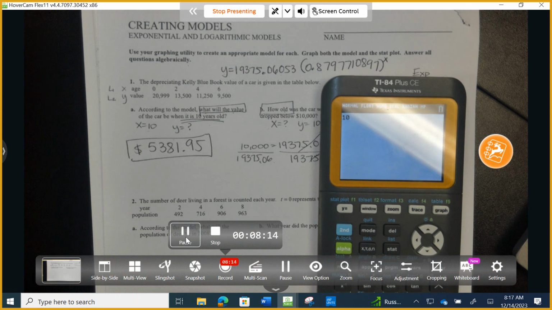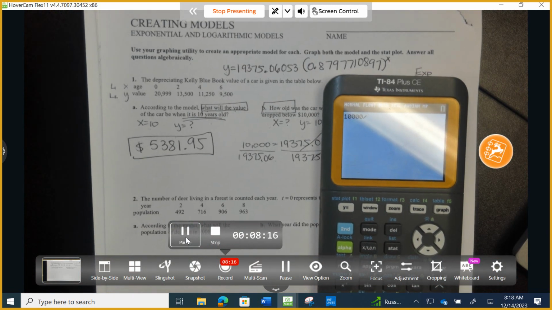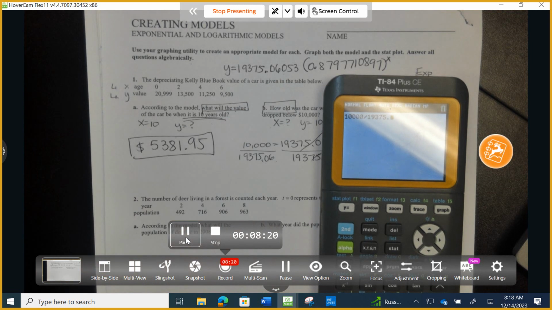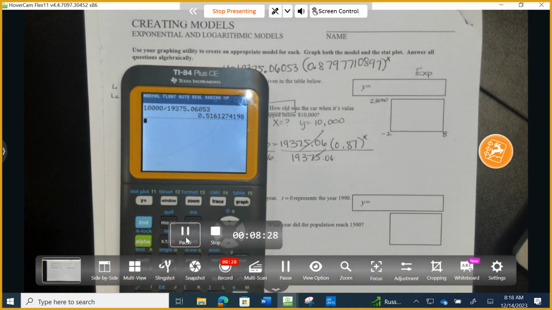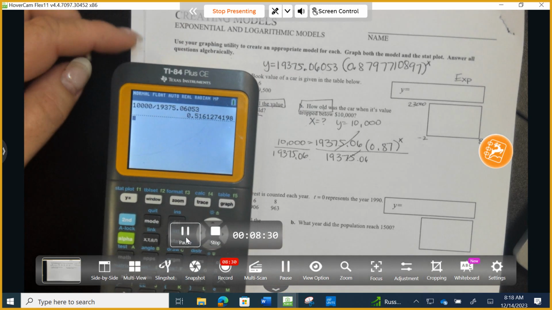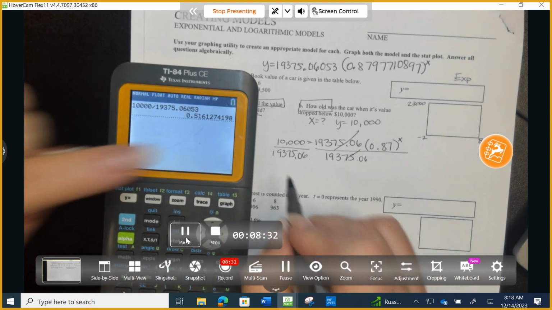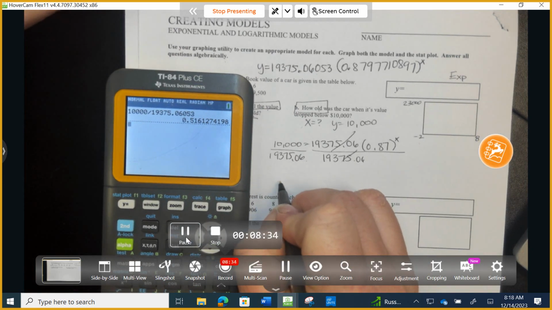So I'm going to take 10,000, and I'm going to divide it by 19,375, and I'm going to write this entire number down, 0.06053. If you continue to round, your answer will not be accurate. So, okay, I know this is the exact answer, so I'm going to leave it on my calculator right now.